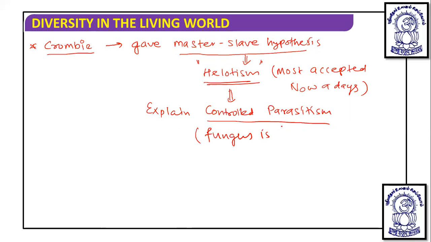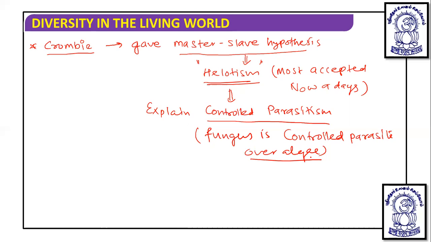is a controlled parasite over algae. It means that up to a limited extent it is dependent on algae, or we can say it is particularly parasitic on algae. So this phenomenon is known as controlled parasitism or haltotism. Okay, so this is a particularly important one.